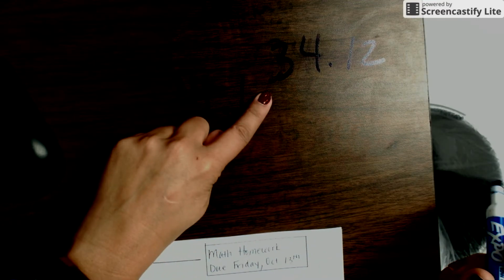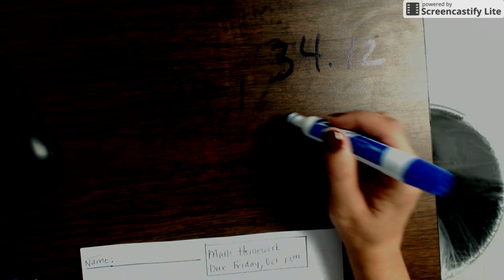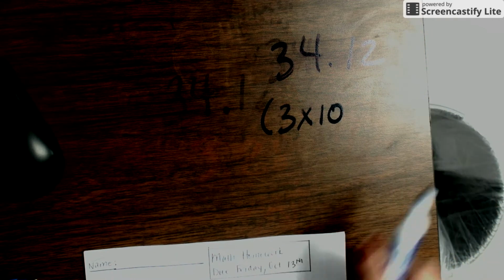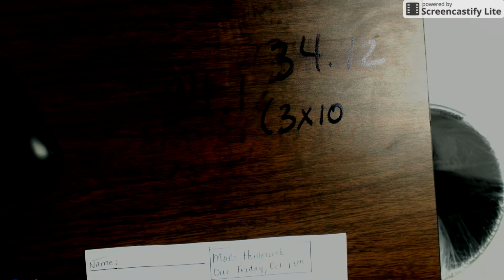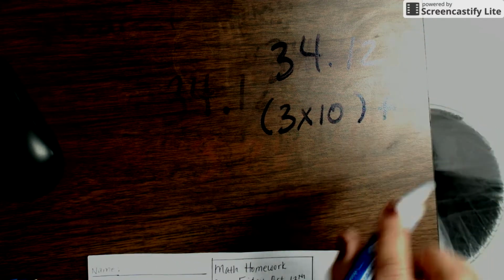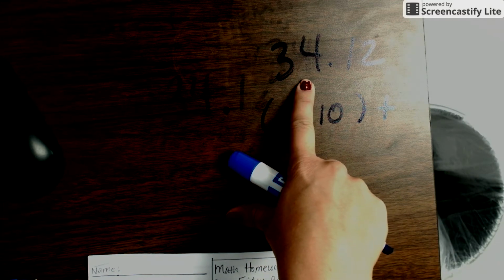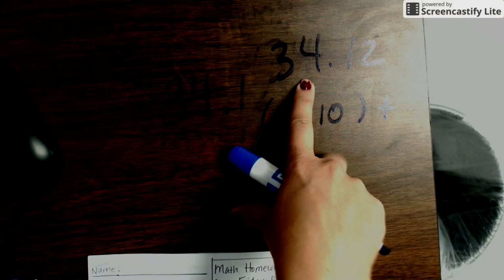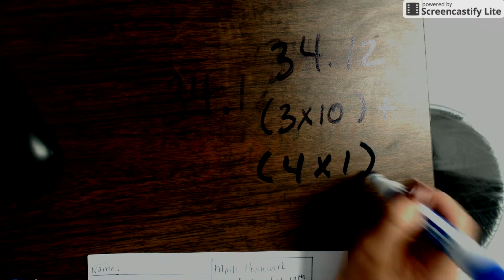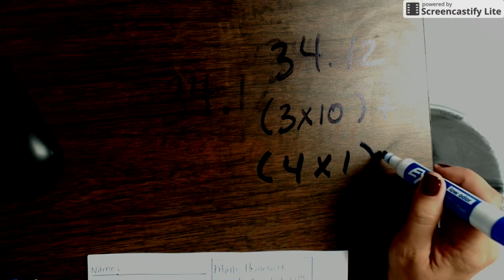I would start with the 3. The 3 is in the tens place. So that would mean I would write 3 times 10 because it's a 3 and it's in the tens place. Plus, well, I look at the 4. The 4 is in the ones place. So I would write 4 times 1 because it's in the ones place.